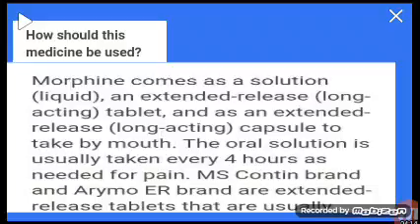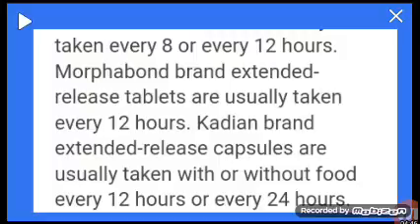How should this medicine be used? Morphine comes as a liquid solution, as an extended release long acting tablet, and as an extended release long acting capsule to take by mouth. The oral solution is usually taken every 4 hours as needed for pain. MS Contin brand and Arymo ER brand are extended release tablets that are usually taken every 8 or every 12 hours. Morphine brand extended release tablets are usually taken every 12 hours. Kadian brand extended release capsules are usually taken with or without food every 12 hours or every 24 hours.